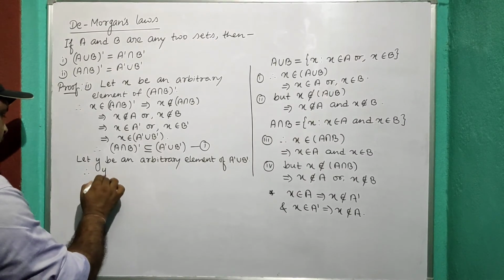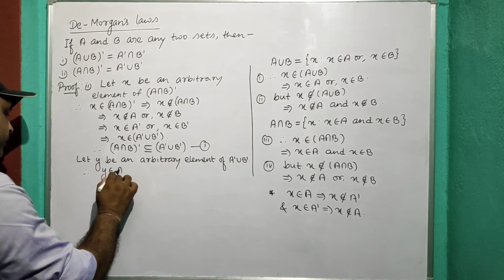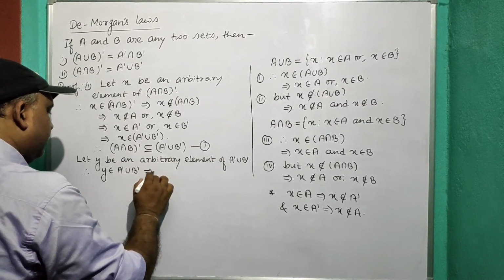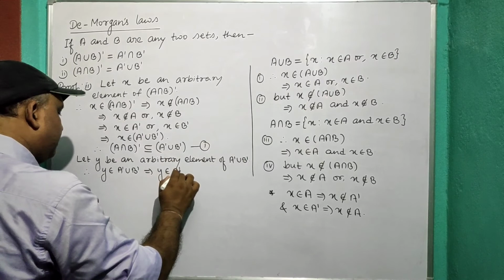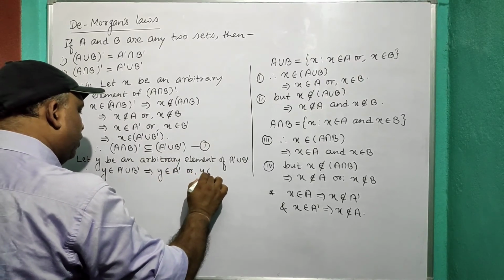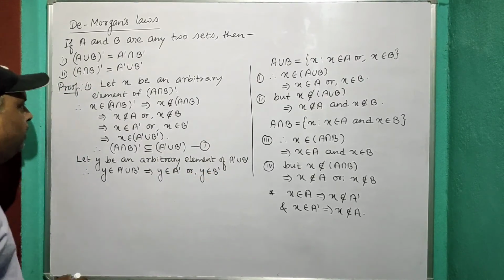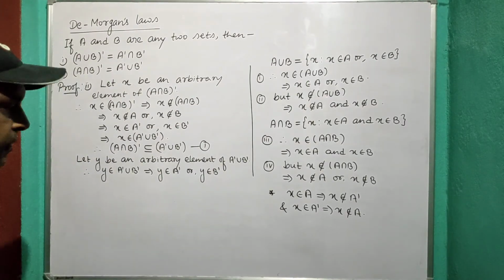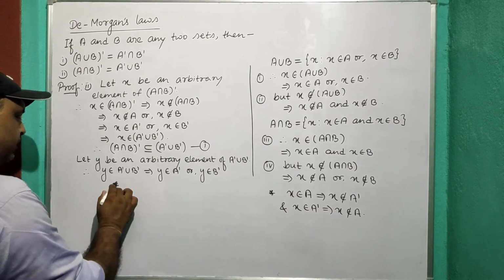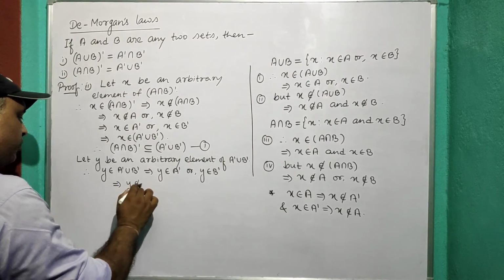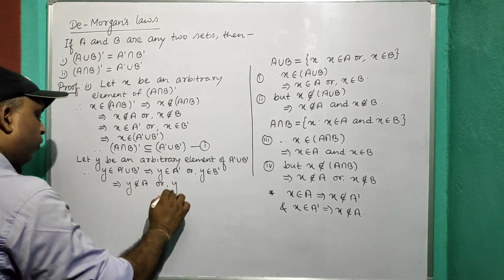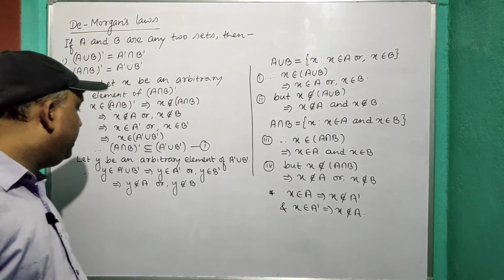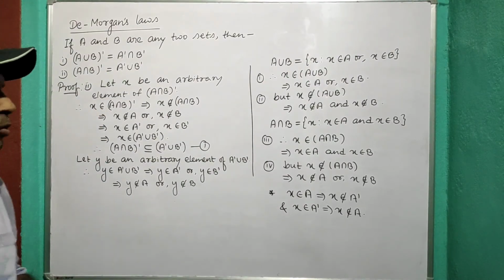Therefore Y belongs to A' union B' implies that Y belongs to A' or Y belongs to B'. तो इसका मतलब है Y बिलोंग कर रहा है किसको? A' को और Y belongs to B'. It means Y does not belong to A or Y does not belong to B. तो Y does not belong to A और Y does not belong to B.